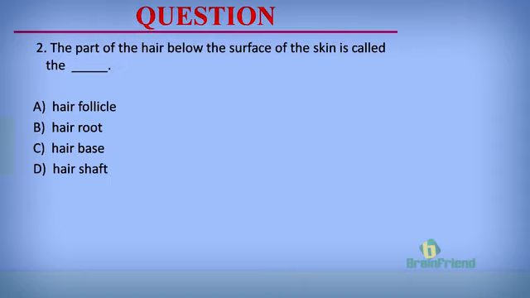The second question. The part of the hair below the surface of the skin is called the dash. A. The hair follicle. B. Hair roots. C. The hair base. Or D. The hair shaft. The correct answer is option B. The hair root is a part of the hair below the surface of the skin, and the shaft is a part above the surface of the skin.